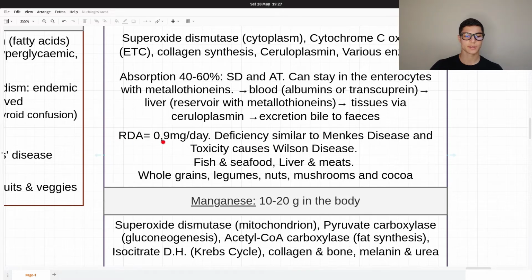The RDA says 0.9 milligrams a day. The deficiency is similar to Menkes disease, and toxicity causes the Wilson disease. We can find the copper in fish, seafood, liver, and meats, in whole grains, legumes, nuts, mushrooms, and cocoa.